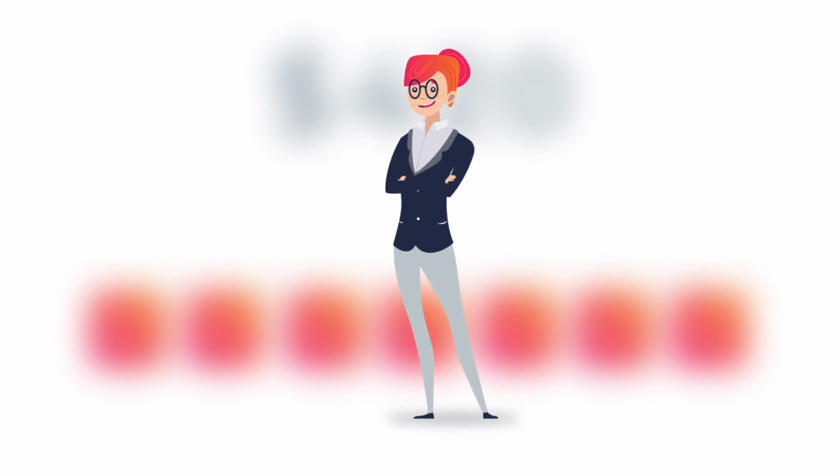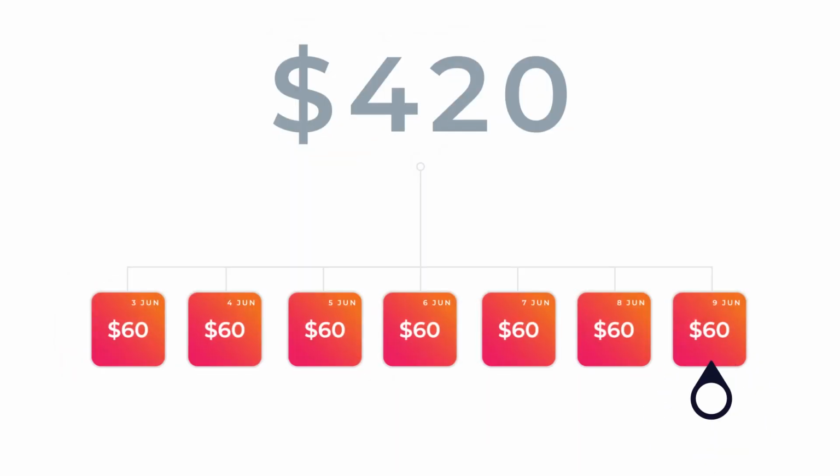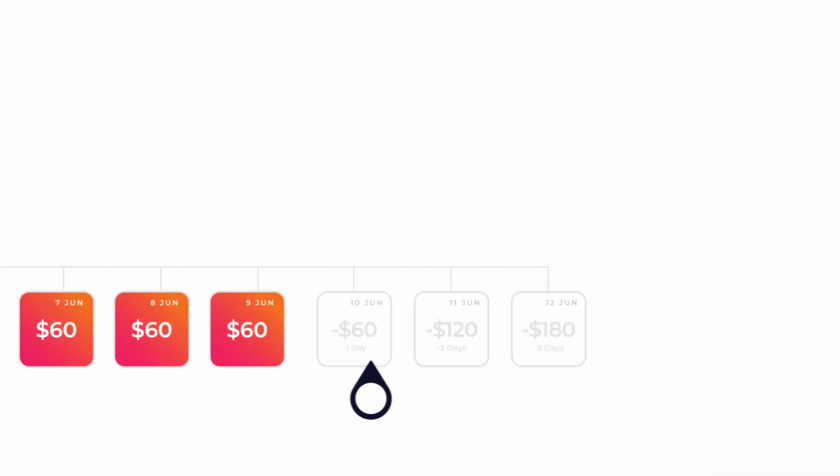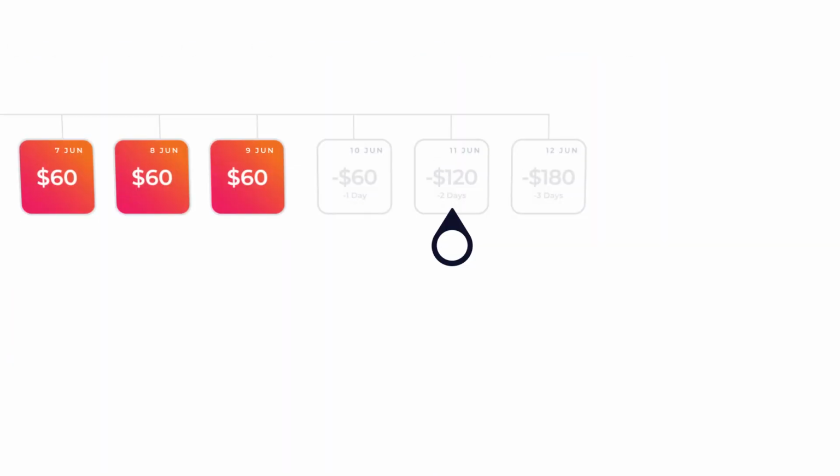So if the tenant renting the $420 per week property has a pay to date of the 9th of June and misses their weekly payment on the 10th of June, then on the 11th of June, there will be 2 days in arrears to the value of $120.